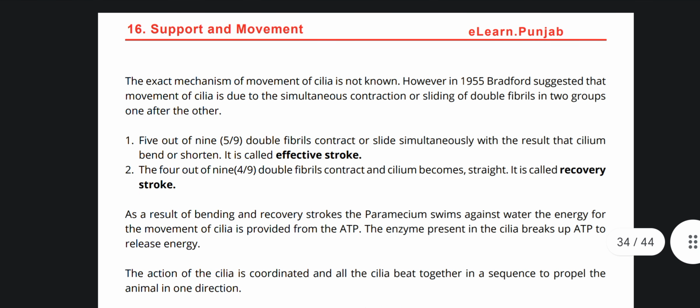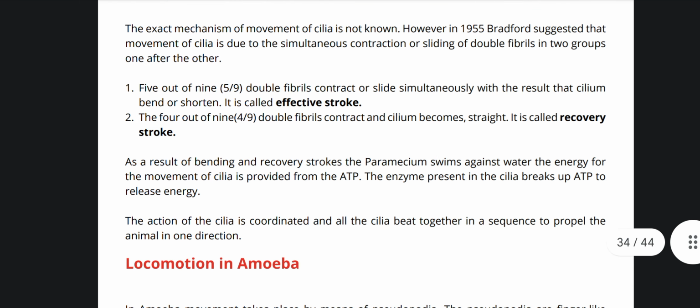The exact mechanism of movement of cilia is not known. However, in 1955, Bradford suggested that movement of cilia is due to the simultaneous contraction or sliding of double fibrils in two groups, one after the other. Number 1: 5 out of 9 double fibrils contract or slide simultaneously, with the result that the cilium bends or shortens, called the effective stroke. Number 2: the 4 out of 9 double fibrils contract and the cilium becomes straight. It is called the recovery stroke.